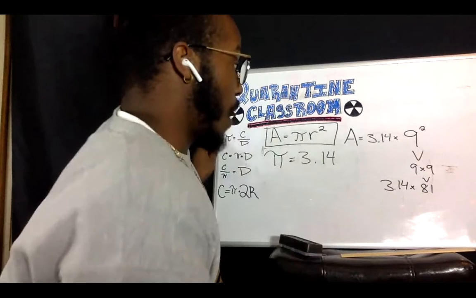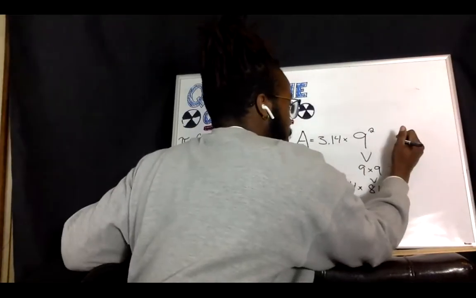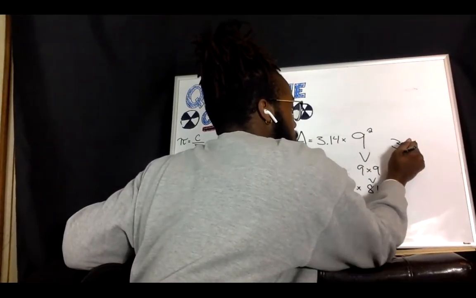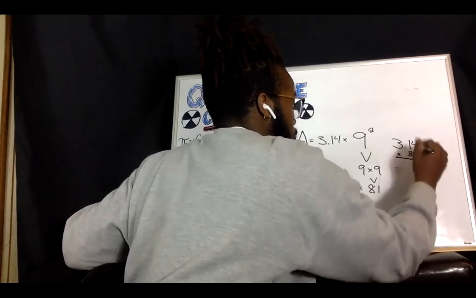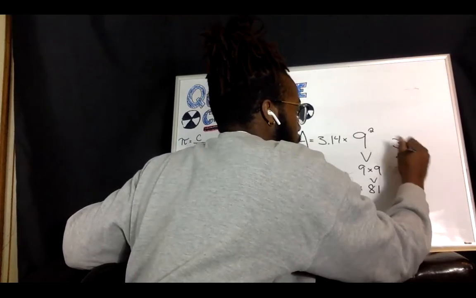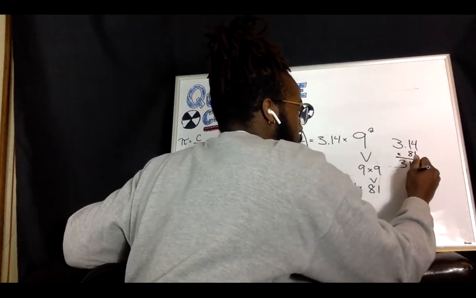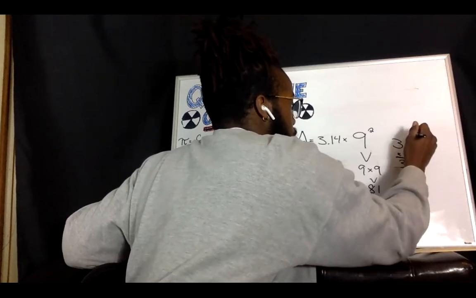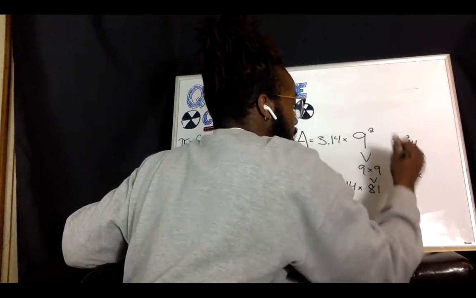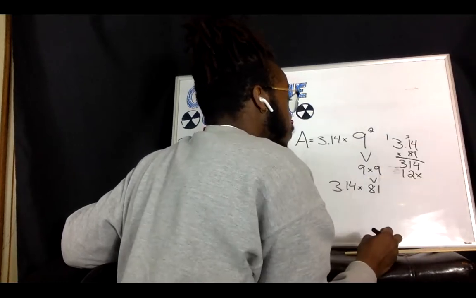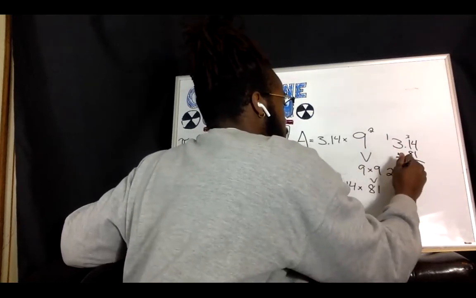The answer to this, I'm just going to do it really quickly on the board right here. 3.14 times 81. You can also throw this in your calculator. I can trust that you guys know how to do multiplication at this point, but it's always good to practice doing it. 8 times 4 is 32. Drop my 2, carry my 3. 8 times 1 is 8, plus 3 is 11. Drop my 1, carry my 1. 8 times 3 is 24, plus 1 is 25.